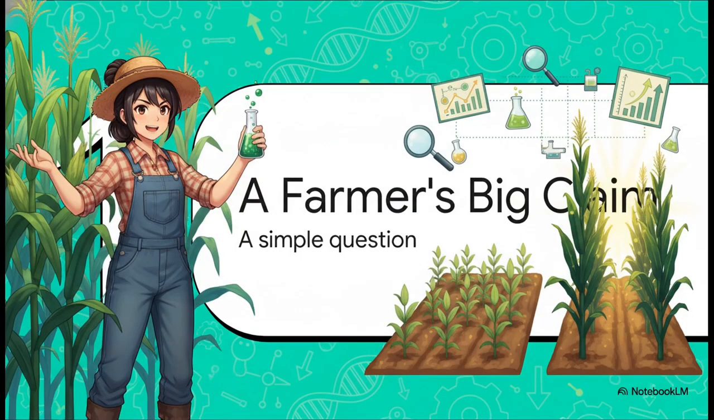So let's picture a farmer. She's been working on this new fertilizer, her own special formula, and she's absolutely convinced it makes her crops grow taller. It's a fantastic claim, but right now it's just a claim. How in the world does she prove it to everyone else?